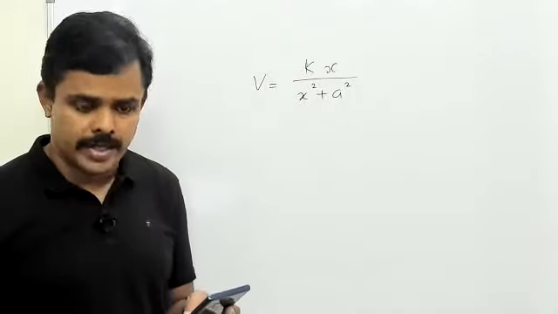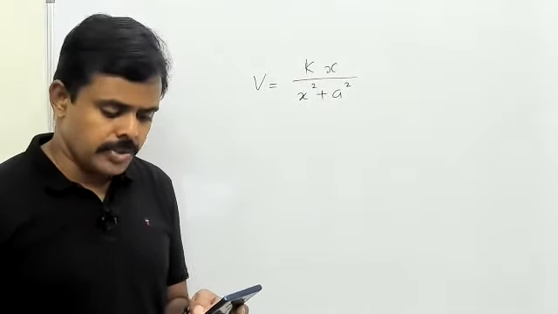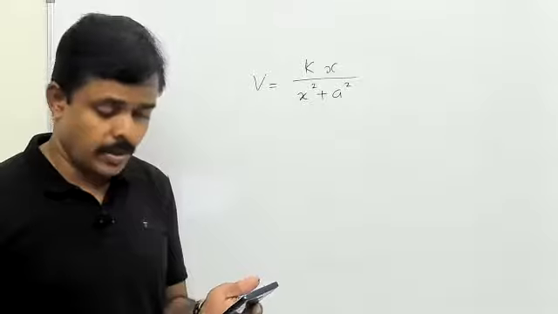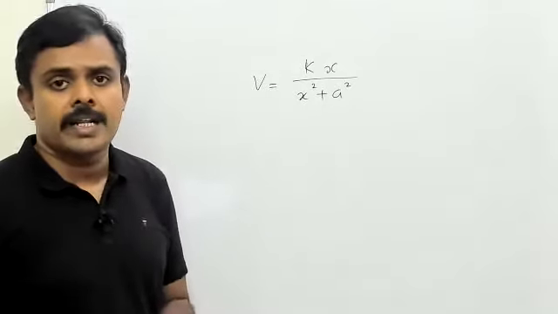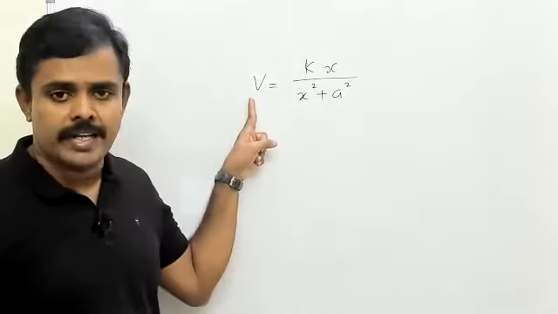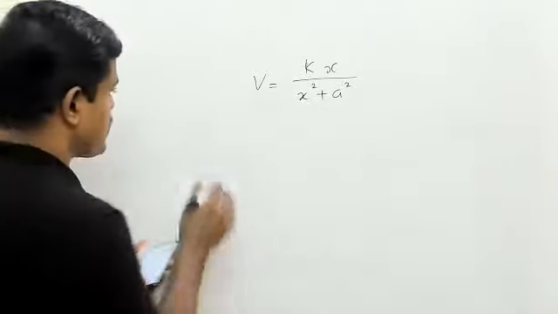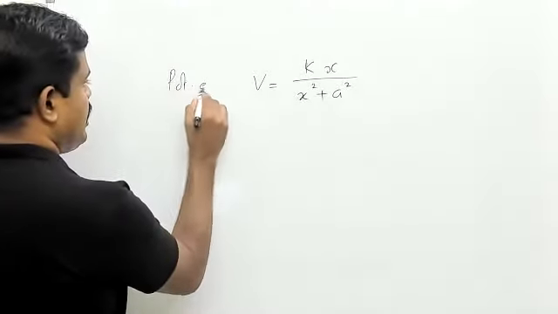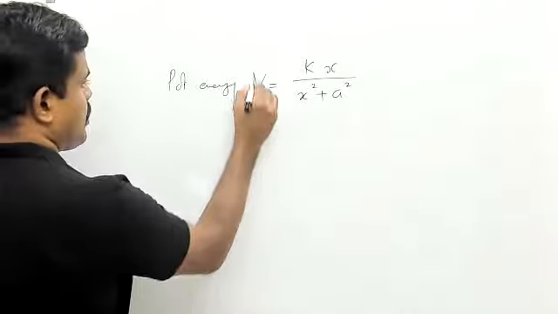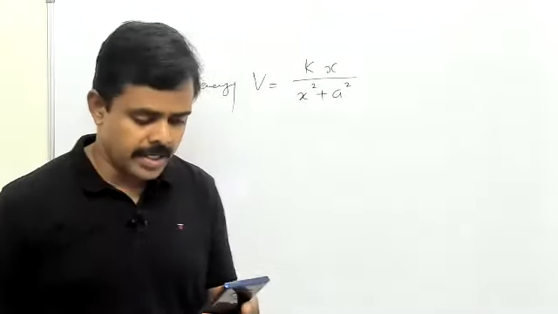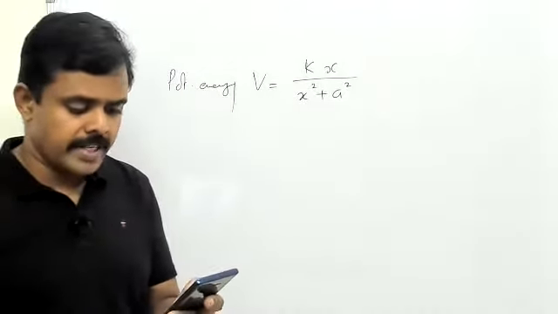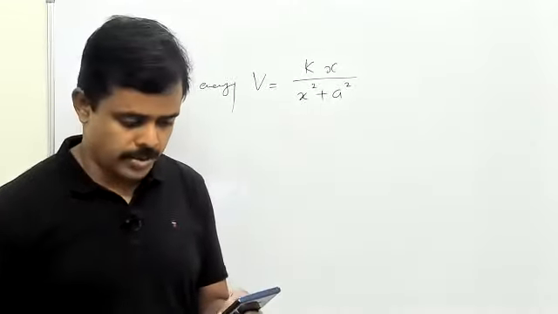You have a certain body. It has a mass m. It moves under the action of whatever it is. Don't worry much about it. Potential energy is given by V equal to kx over x square plus a square, where x is displacement and a is amplitude. So this is potential energy, not velocity.